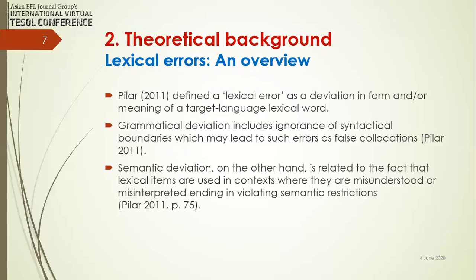If students really have defects relating to the grammar of words and the grammar of phrases, this will lead them to commit kinds of mistakes related to lexemes as well, like grammatical collocation. Semantic deviation, on the other hand, is related to the fact that lexical items are used in contexts where they are misunderstood or misinterpreted, ending in violating semantic restrictions. This is according to Pillar 2011, page 75.